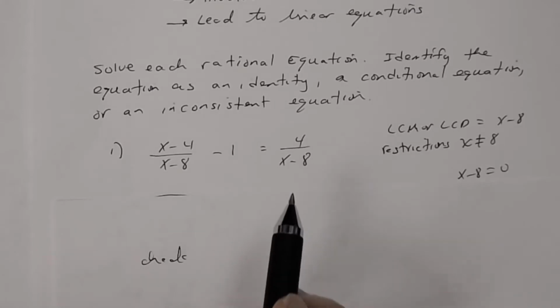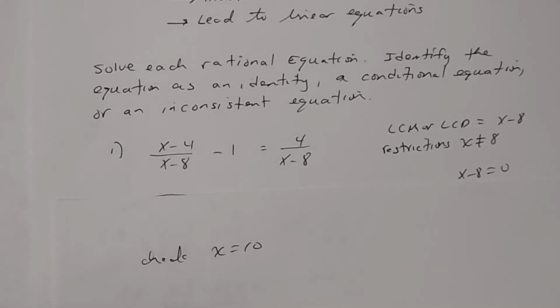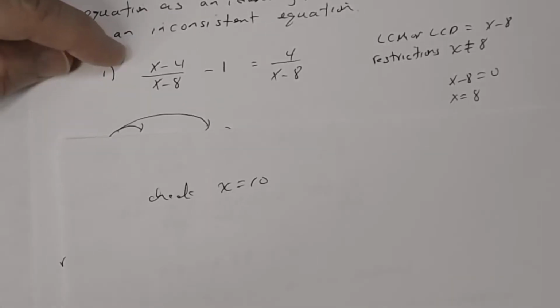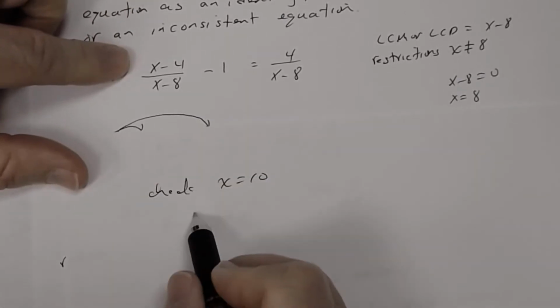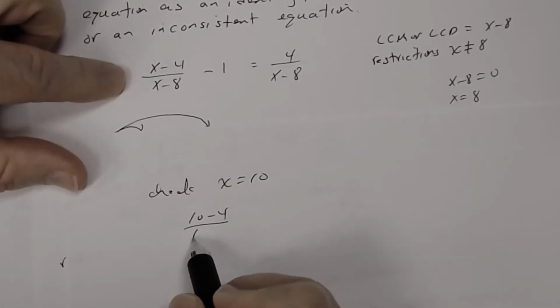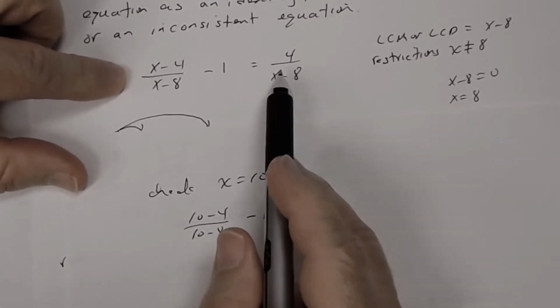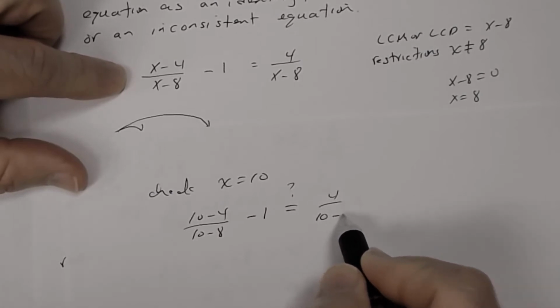Except 8. All right, so let's check x equals 10. Let's see why 10 works. 10 should be a solution. So we go back to the original, and we substitute x equals 10. So here's my original: 10 minus 4 divided by 10 minus 8, subtracting 1, and I want to see if that's going to equal 4 divided by 10 minus 8.